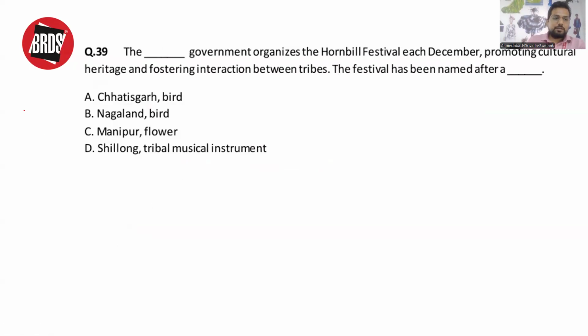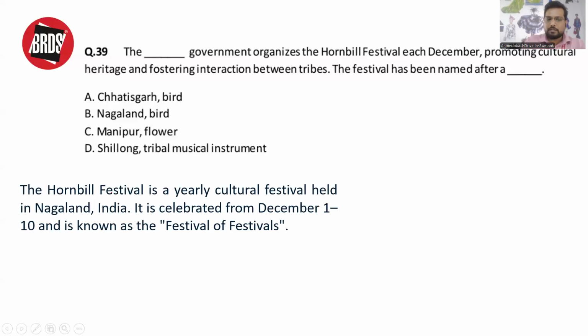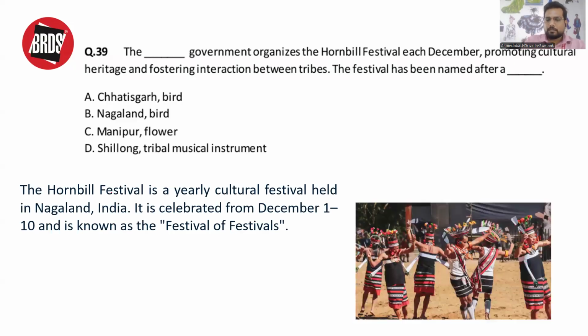question number 39, based on general awareness. This is about the Hornbill Festival, which is celebrated in the first week of December. This is related to Nagaland, and it is based on a very specific species of bird. That is the correct answer for question number 39, Hornbill Festival. You will find that it is celebrated in Nagaland from 1st December to December 10, and this is a picture related to that.